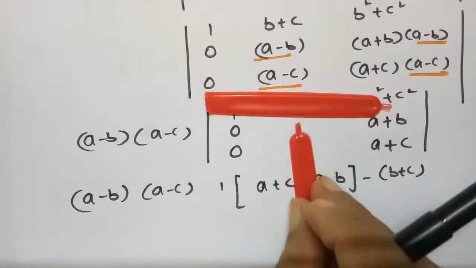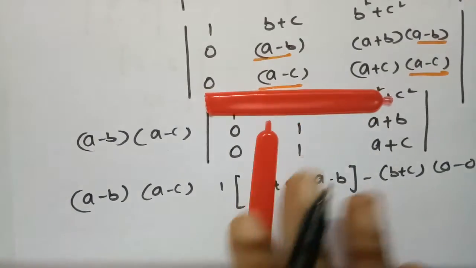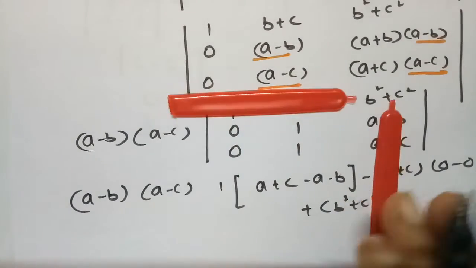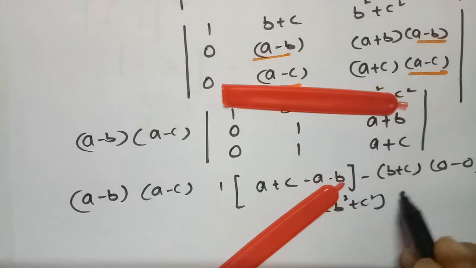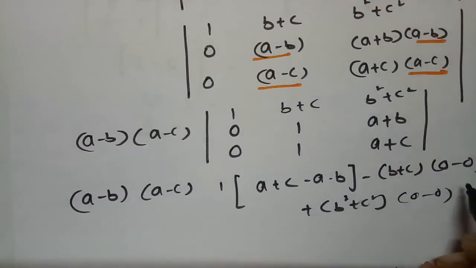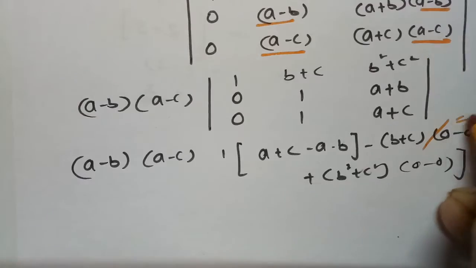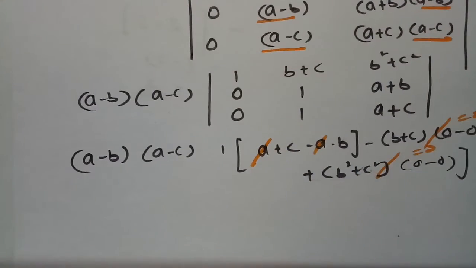Now if I close this row and column, this will be 0 minus 0. So this is 0 minus 0. And the next one here is plus b square plus c square. Now if I close this row and column, this will be again 0 minus 0. So what remains here? So this value is 0 and this value is 0, and here I can cancel this a.